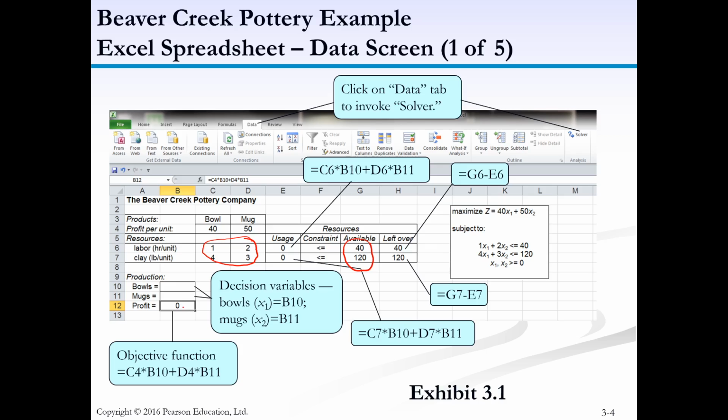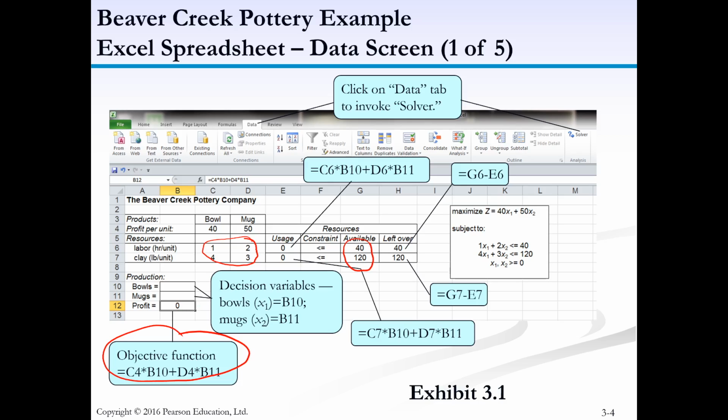So we need to give a formula over here for Z, that is, the objective function. The objective function is basically 40, which is in cell C4, multiplied by B10, where B10 is the number of bowls. So this is 40x1 plus 50x2. The 50 here is D4, and B11 is the number of mugs, so that is 50x2. That is the total profit here. So we just fill in this formula here.